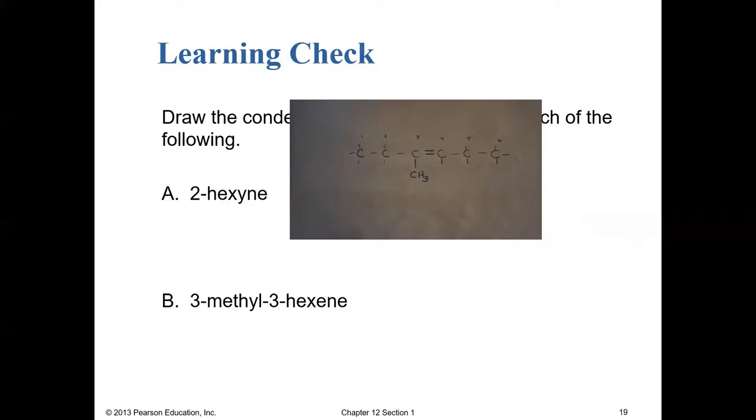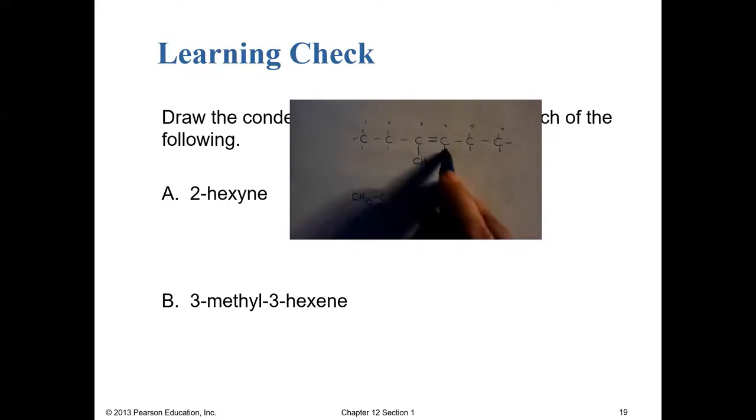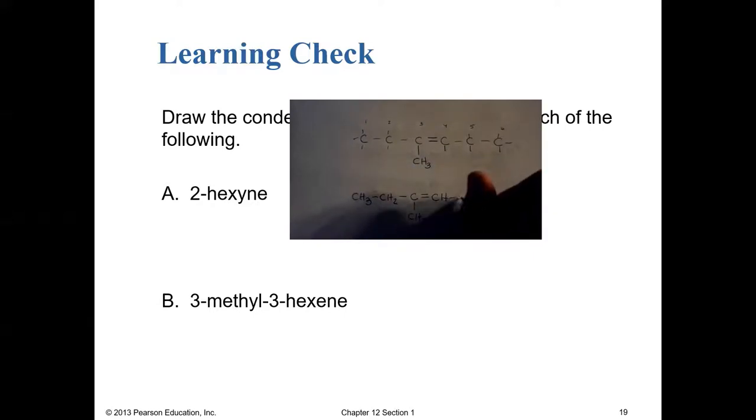So when it comes to drawing the condensed structural formula, we're just condensing the hydrogens around it. So at the end, it's a CH3, CH2 to connect it to a carbon. Then we'll have our methyl branch down there. And then we're going to go across to the double bond carbon. Here we're just going to put 1 hydrogen attached to a CH2 to a CH3.